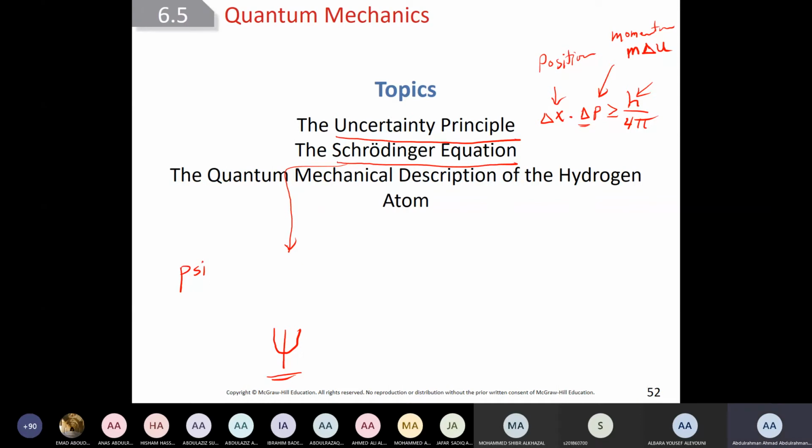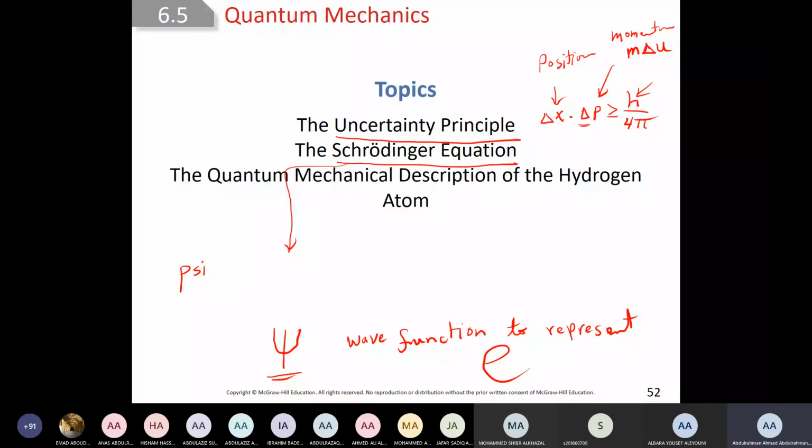But tell me, what is psi? Wave function. To do what? To represent the electron. That's it. Clear? It's a wave function. You don't have to know what this wave function is. It's just a mathematical equation to represent the electron. So if I tell you what's the electron, you can give me an equation to represent that electron. That's it. Is this clear?